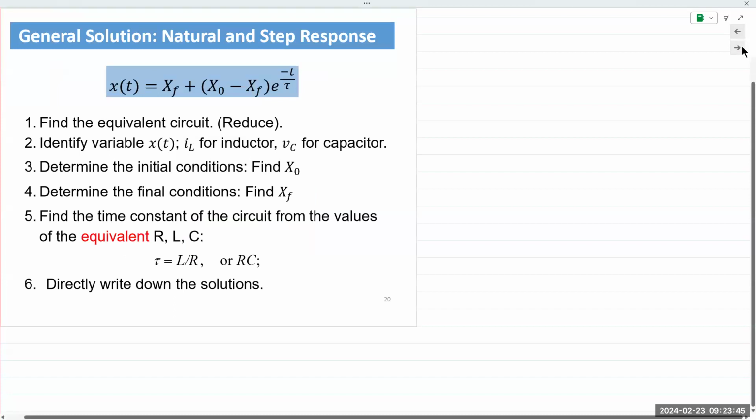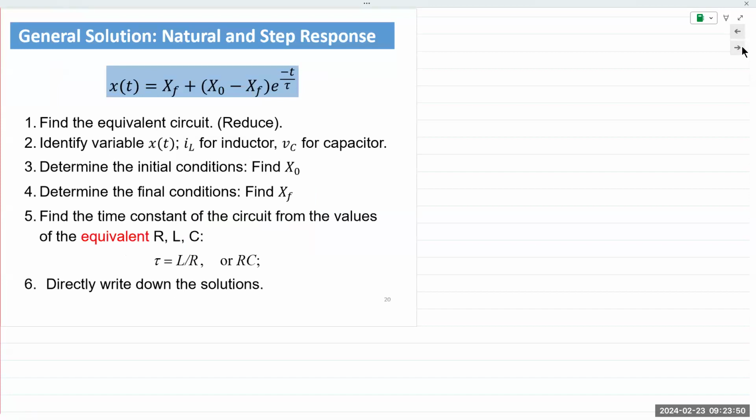So looking at all four equations for both natural and step response for RL and RC, we can come up with a general solution for first order circuits. The equations are, I wouldn't say the same, but they're all similar. They all have a similar structure and a similar form. So you can use this one single equation to solve for all four circuits.